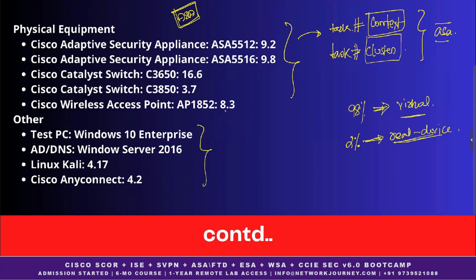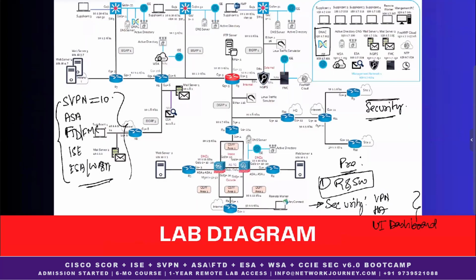Apart from this, the regular Windows PC, the AD server, the Cisco AnyConnect client, and Kali Linux are also needed in the total lab diagram. This is one diagram which has all these components. We have Cisco ISE, ESA, WSA, Kali for generating the traffic, and AD servers. Basically, everything is there. Once we practice technology by technology, things will become clearer.